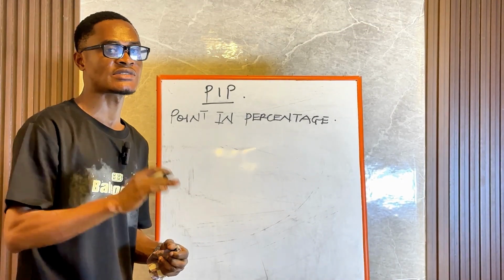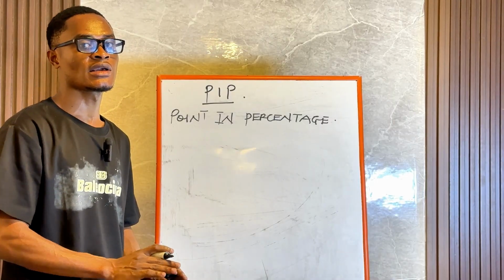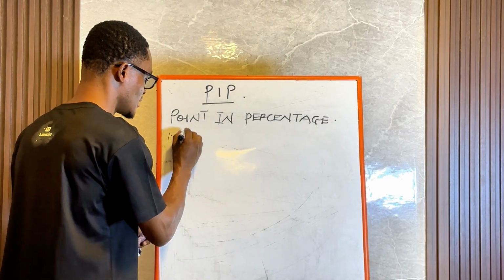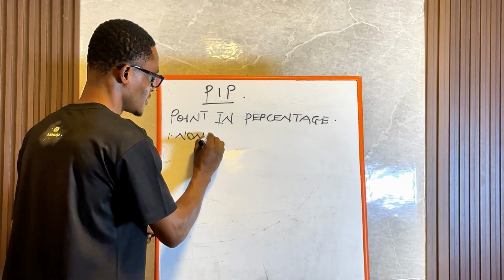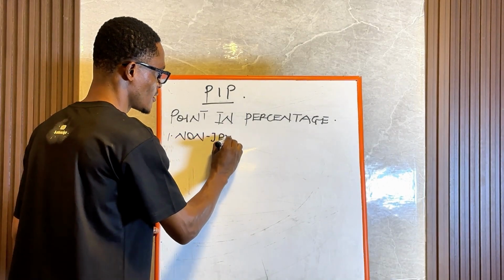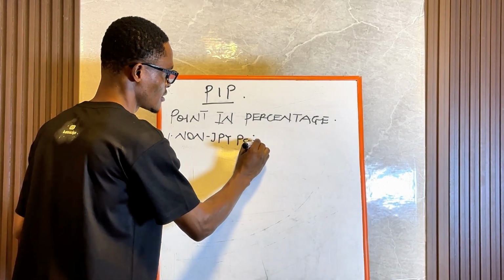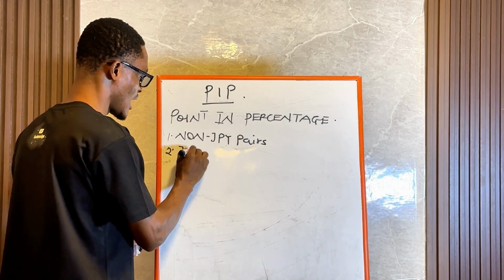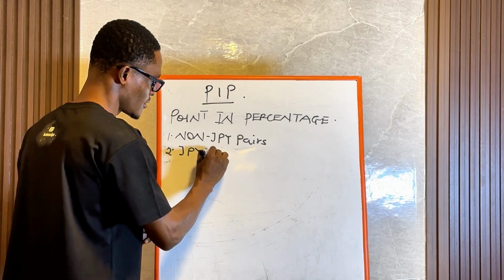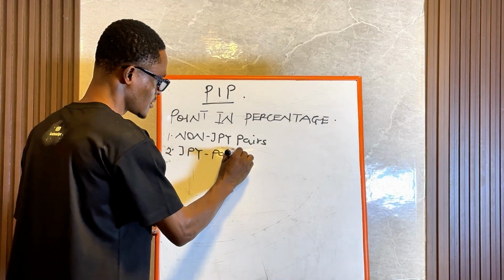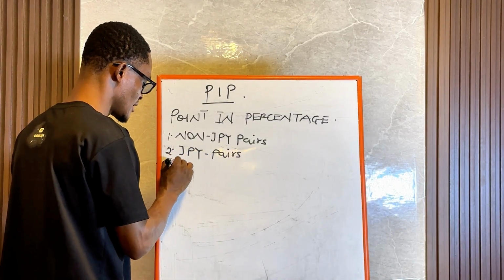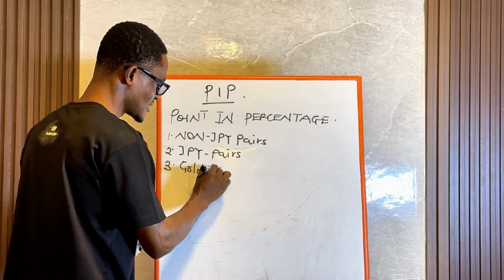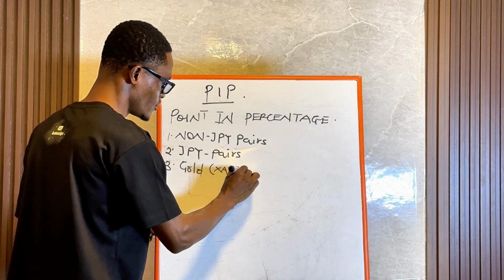I'll restrict myself to only three concepts. The first concept is the non-JPY pairs. The second is the JPY pairs. And the last is gold, which is XAUUSD.